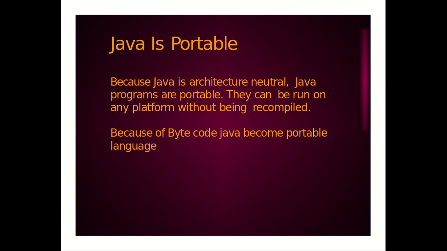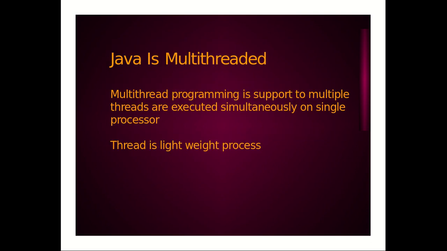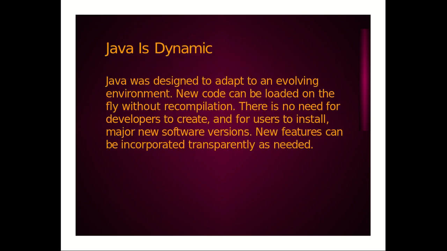Java is a portable language. Because Java is architecture neutral, Java programs are portable. They can be moved from one computer to another, and without recompiling the program we can easily run it. Because of the bytecode, it is possible for the language to be portable. Java is multi-threaded. Multi-threaded programming supports multiple threads executing simultaneously. A thread means a lightweight process, and we define different threads for our program.